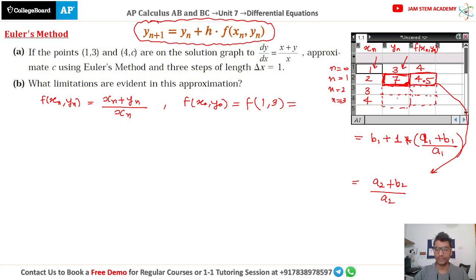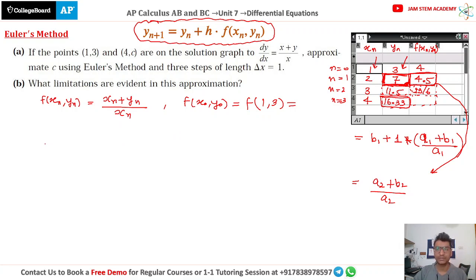Once you do this, you will get the values coming out as, at 3, the y value will come, next y value will come out as 11.5, and this value comes out as around 29 by 6, and the answer we are looking for comes here. Basically it is around 16.33, and that's my answer. So using the GDC we got this value.